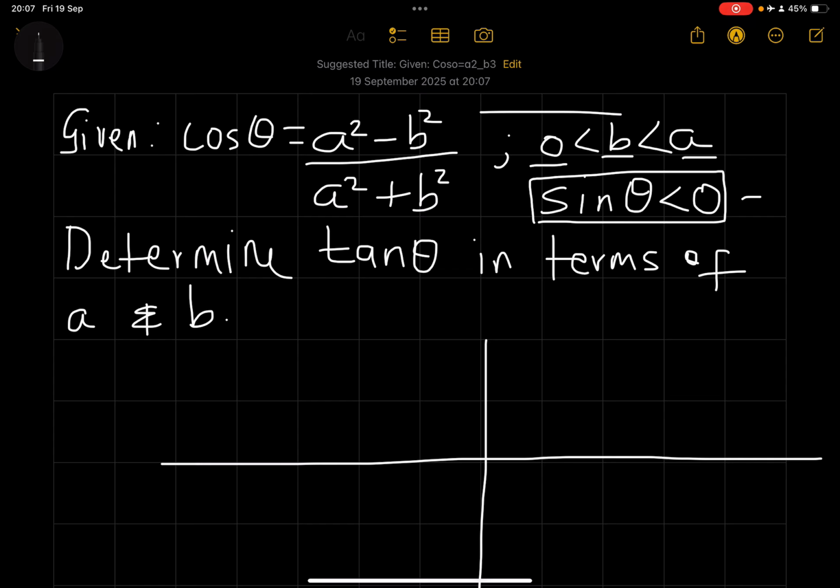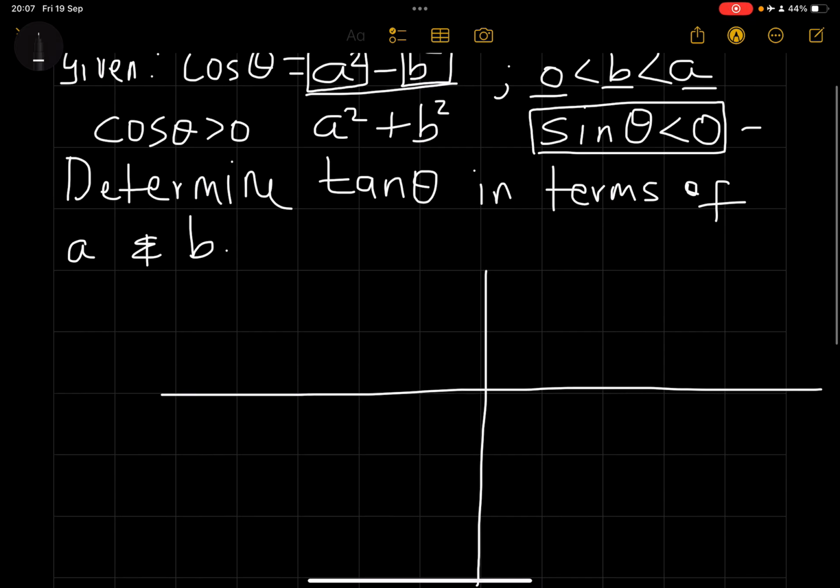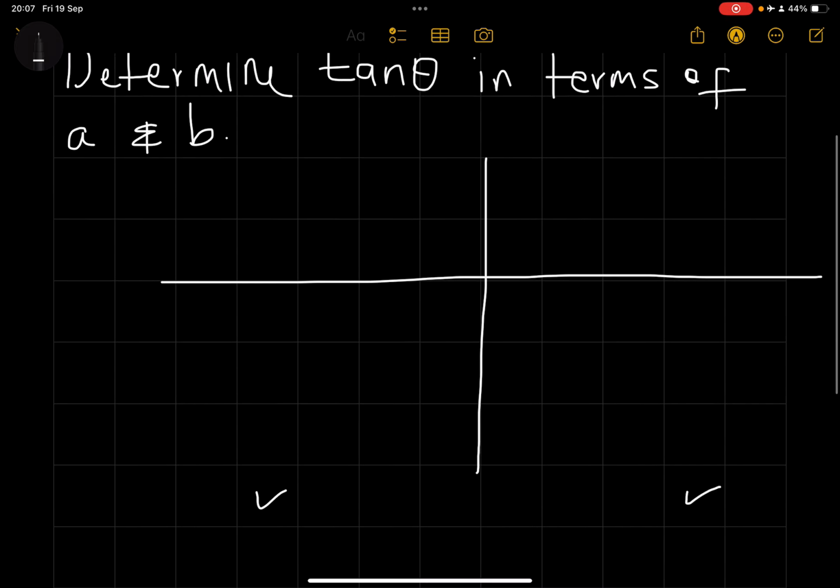So what does this mean? On cos, we are subtracting a smaller number from a bigger one, which means we have a positive on top, because a is bigger than b, which means a squared will be bigger than b squared. So when we do the difference, we have a positive. And the bottom is already a positive, which means cos theta is going to be bigger than 0, from the analysis, right? So we're in the fourth quadrant, ladies and gents.